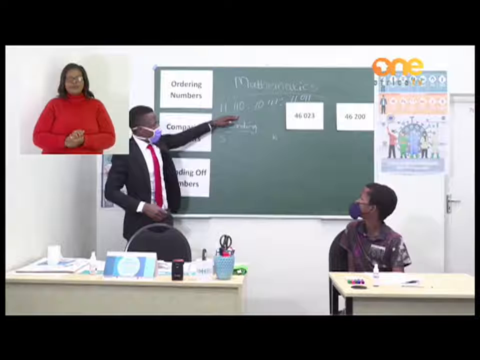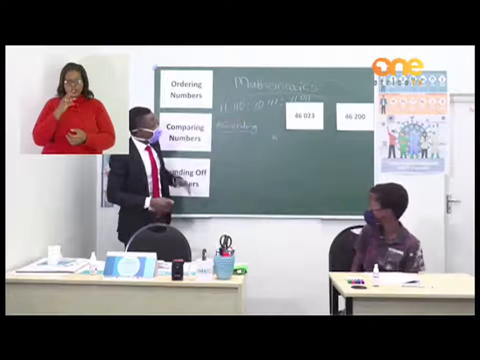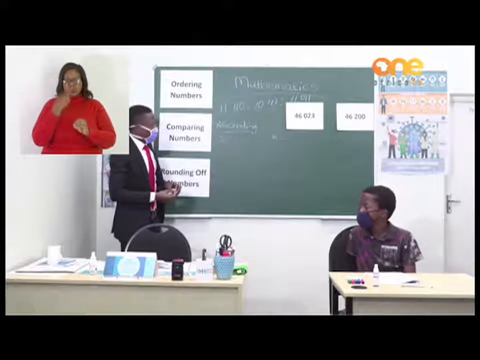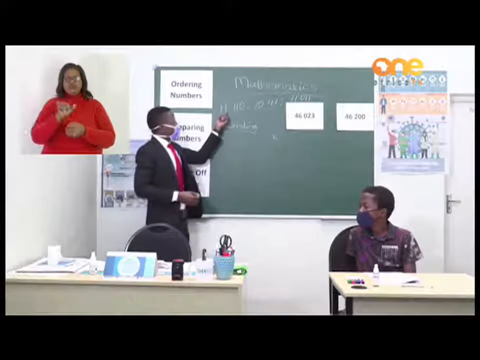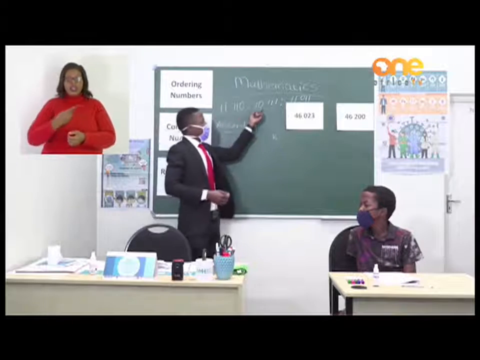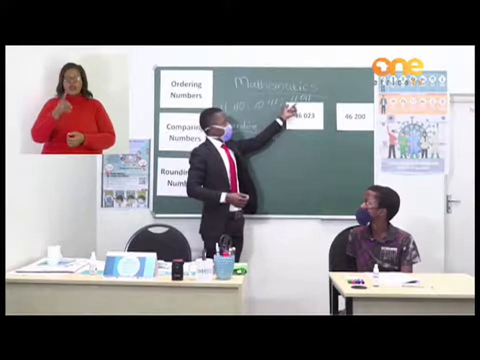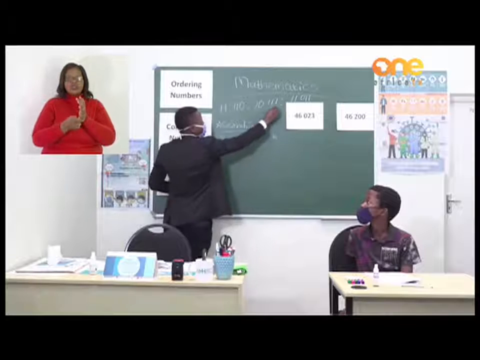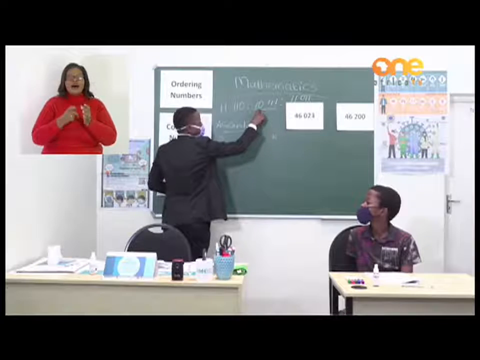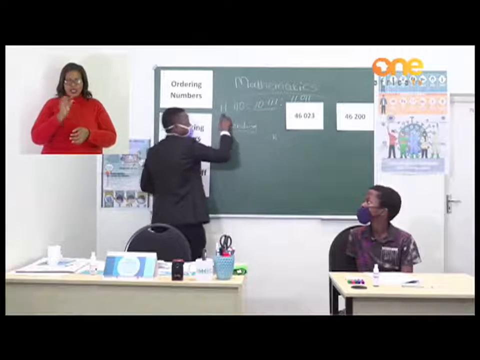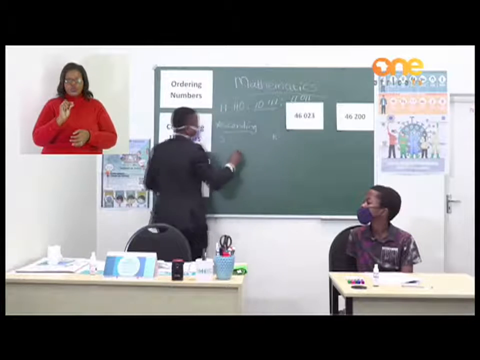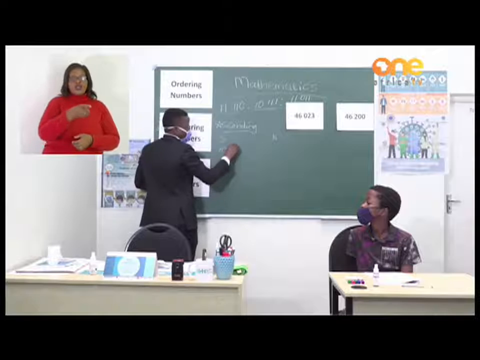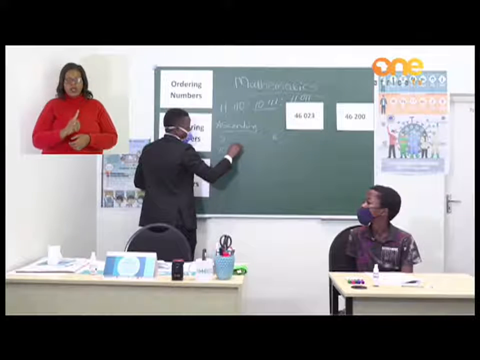So, look at the 3 numbers. Which number could you consider to be the smallest number? Here I'm having 11,000, I have 10,000, I have 11,000. So in that manner, I already know that this number, 10,000, is smaller than 11,000 and 11,000. So I'll start with 10,111.